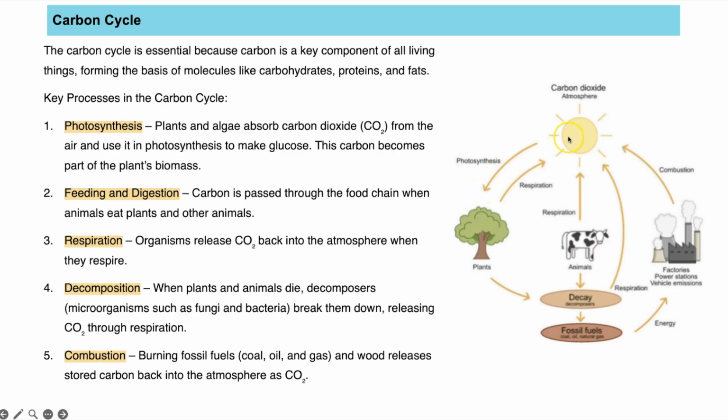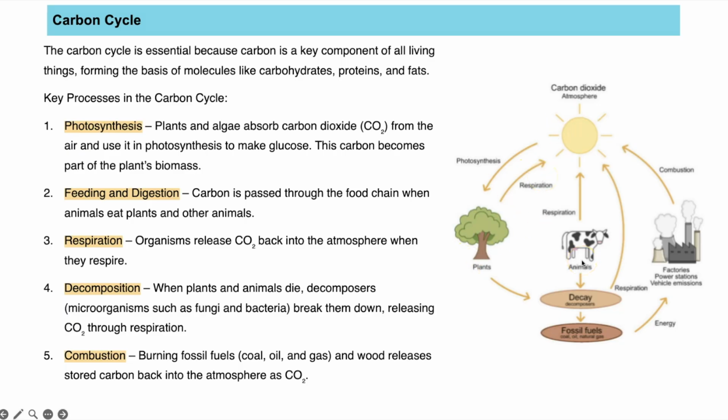That's when plants are going to take in carbon in the form of carbon dioxide and form glucose. The way that carbon gets into animals is that animals are going to be eating the plants. So feeding and digestion is how we get the carbon into the animal. Both plants and animals are going to respire, and that respiration is releasing carbon dioxide. So we then have carbon dioxide going back into the atmosphere.